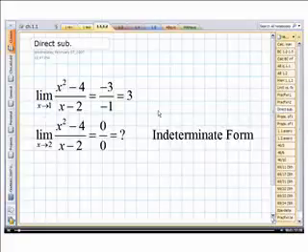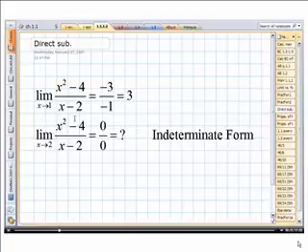When you try to evaluate a limit, the first thing you always want to try is direct substitution. So if we have the limit as x approaches 1 of x squared minus 4 over x minus 2, you plug in 1, and you get 1 squared minus 4 over 1 minus 2, which is equal to 3. The limit exists. If you plug in 2, however, you get 4 minus 4 over 2 minus 2, which is 0 over 0.